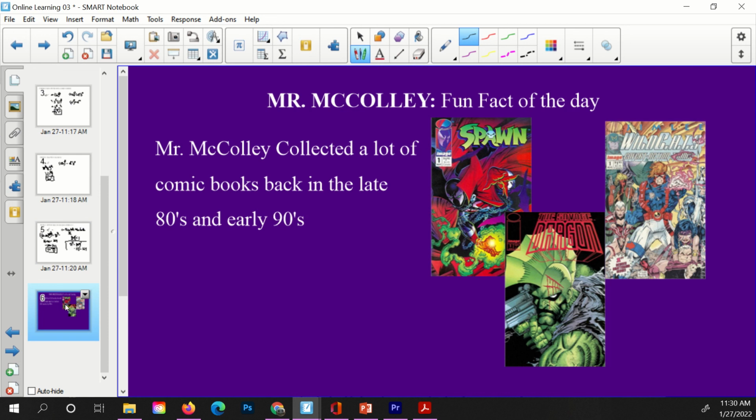So, Mr. McCully, fun fact of the day. Mr. McCully collected a lot of comic books back in the late 80s and early 90s. I have a bunch of these Image #1s that I picked up back in the early 90s. I bought about 5 each, thinking that someday they'd be worth $1 million each, and I'd be able to put my kids through college. Well, turns out when there's 2 million of a thing, they don't end up being worth a whole lot.